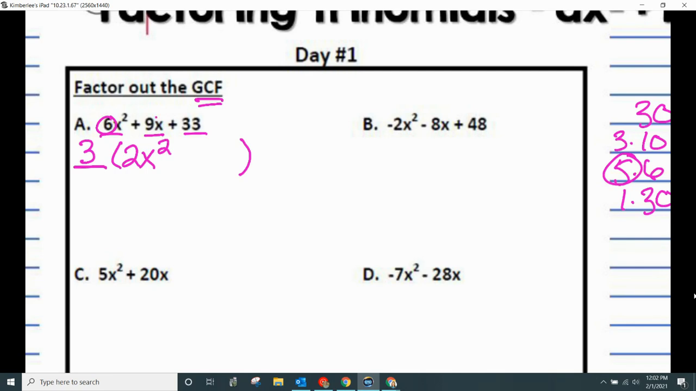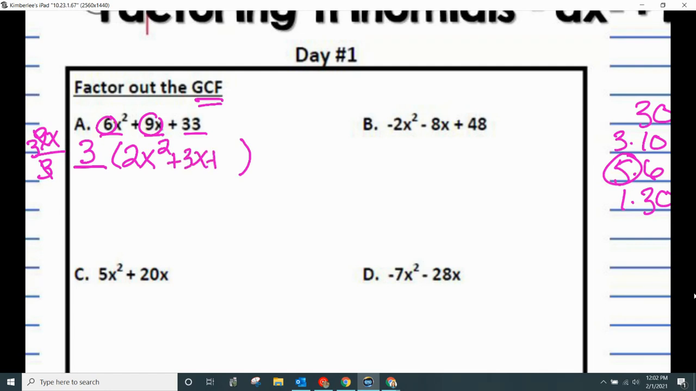And then what did I have to multiply the 3 by to get the 9x? Well, you actually, guys, you could divide each piece. Well, what's 9x divided by 3? Oh, well, 9 divided by 3 is 3. So I'd be left with a 3 and an x. And then we already know the 33 would have to be 11.